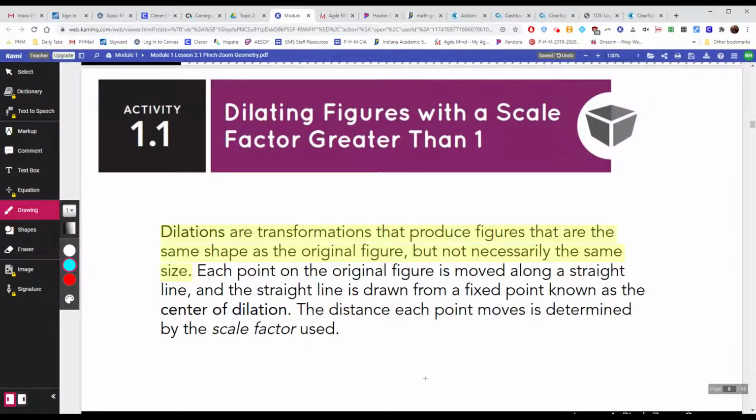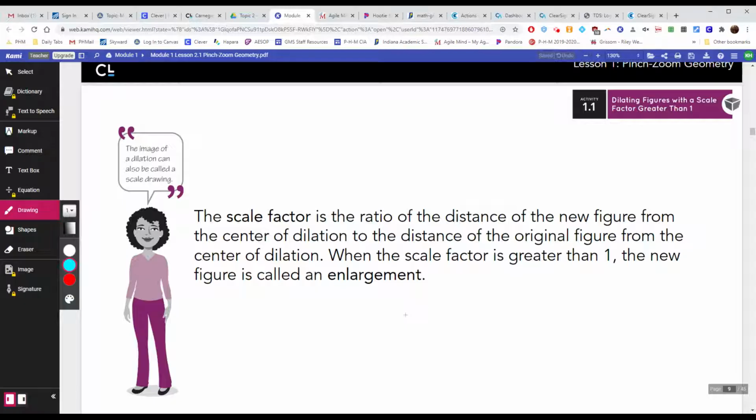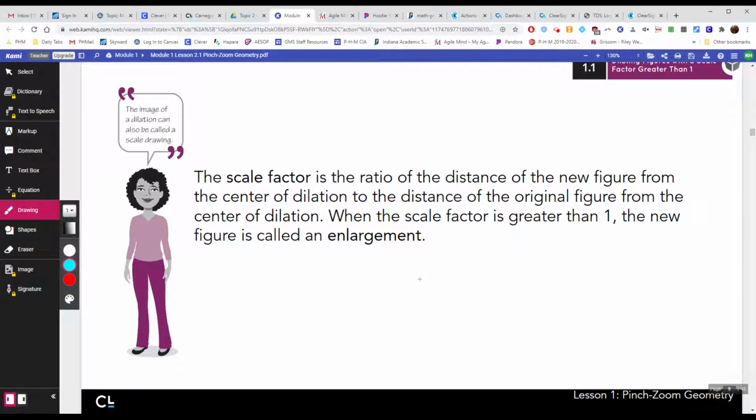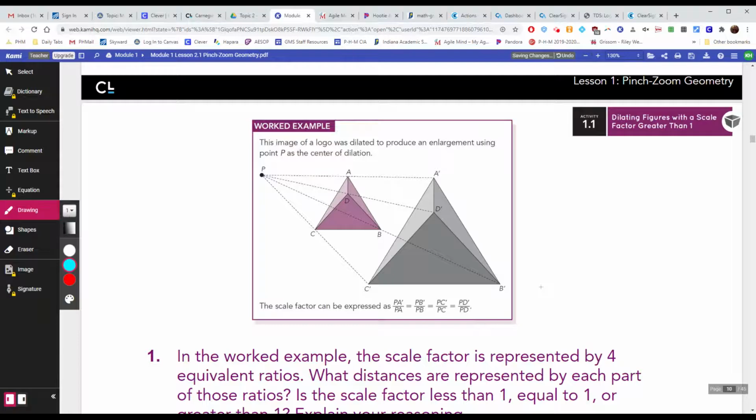So we're going to look into dilations a little bit further, but first we need to define scale factor. Scale factor is the ratio of the distance of the new figure from that center of dilation compared to the distance of the original figure from the center of dilation. And when that is bigger than 1, it results in an enlargement. Let me show you what I mean here.